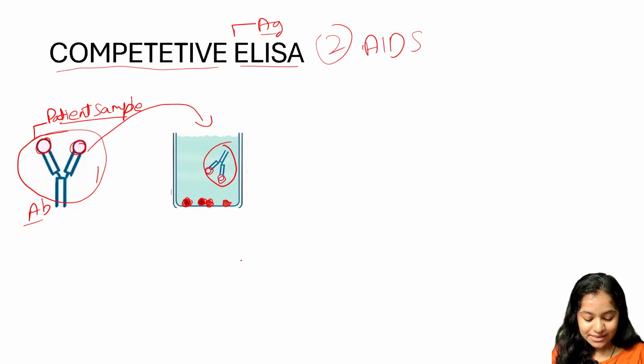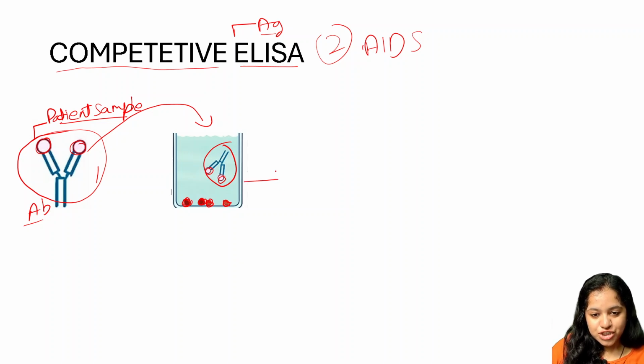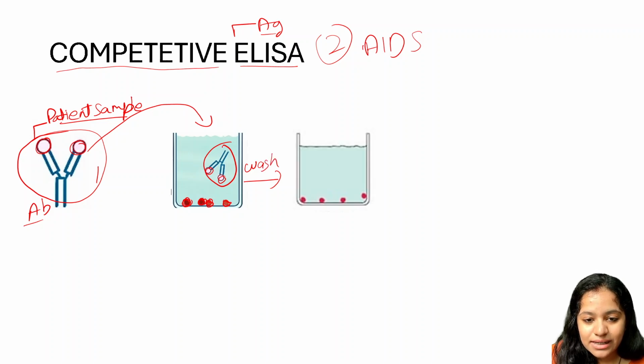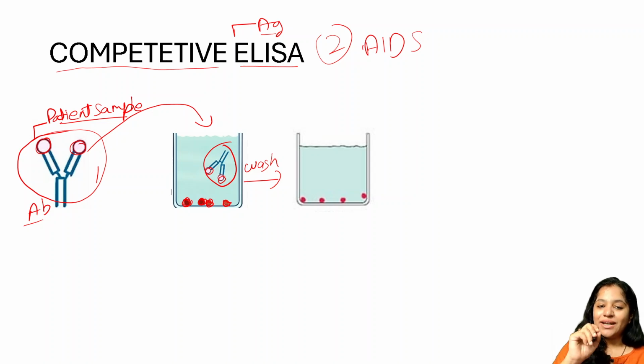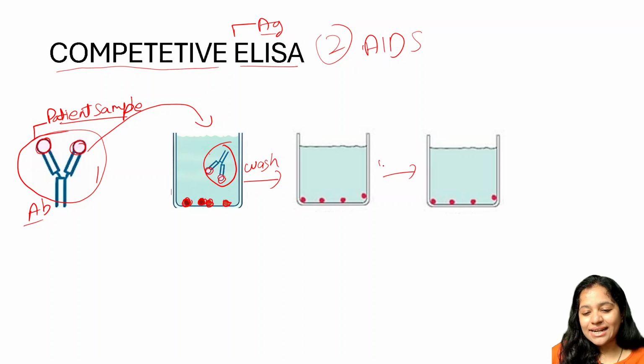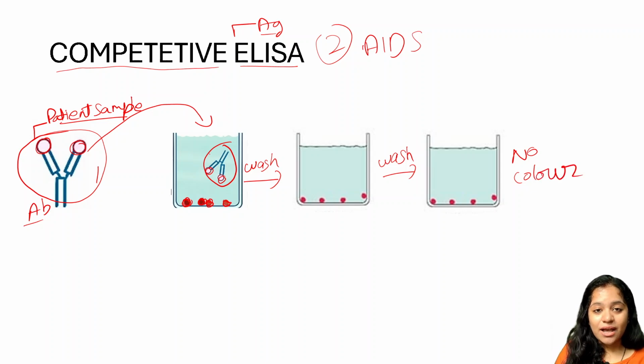So what happens is, after the washing step, this is not binding to these, so it will get washed away. So when I am adding my enzyme-linked antibody, it has nothing to bind. The antibody here has been washed away, so that will also get washed away, and at the end what we have is no color produced. Clear?